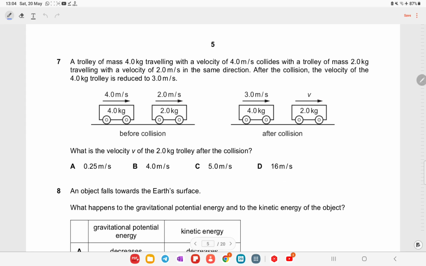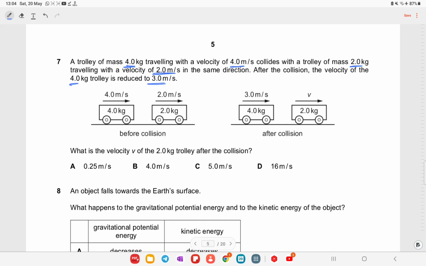A trolley of mass 4 kg traveling with a velocity of 4 meter per second collides with a trolley of mass 2 kg traveling with a velocity of 2 meter per second in the same direction. After collision, the velocity of the 4 kg trolley is reduced to 3 meter per second. So what is the velocity v of the 2 kg trolley after collision?